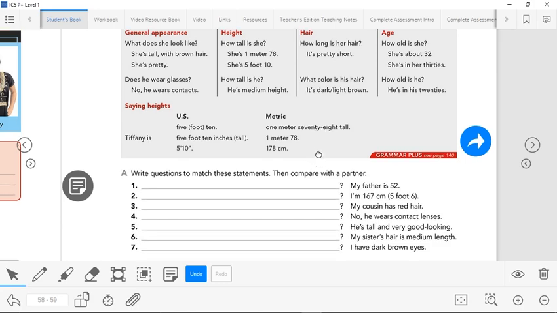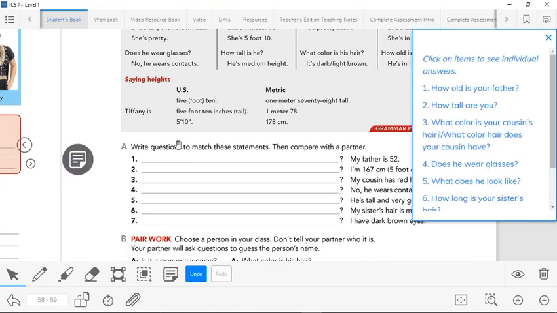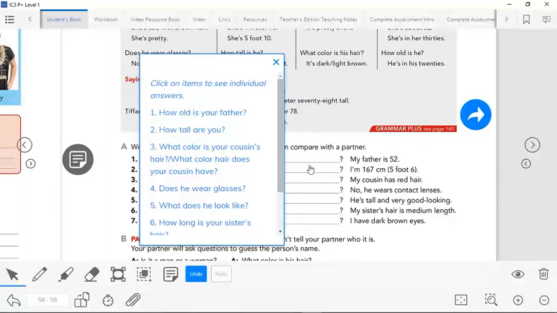Okay, you finished? Let's check. For number one, how old is your father? My father is 52. Very good. Number two, how tall are you? Oh, I am 167 centimeters or 5 foot 6. Number 3, what color is your cousin's hair? Or what color hair does your cousin have? These are two ways to ask the same question. My cousin has red hair.